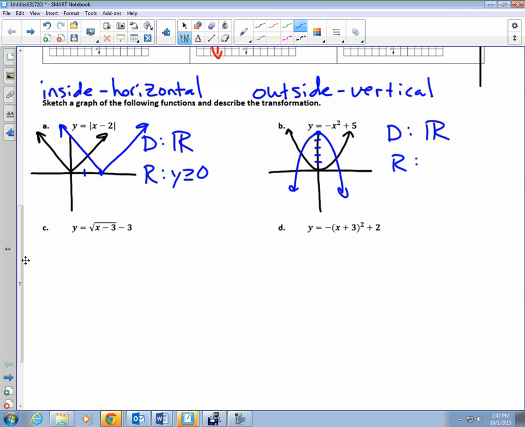Can you get out a value of 10 from this graph? No. What's the biggest value you could get out? So all your y values, how do they compare to 5? Less than or equal to 5.